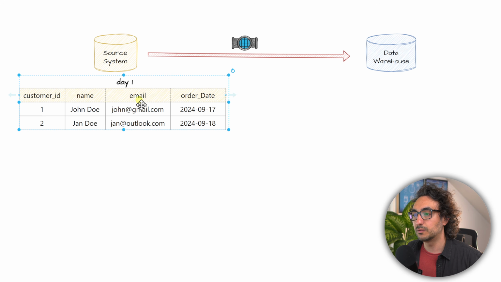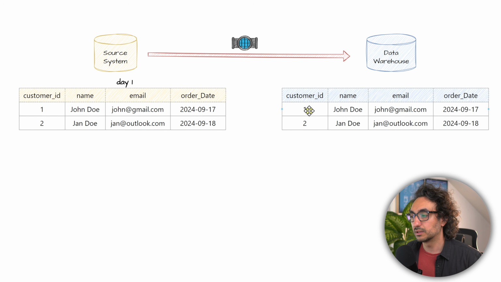In the day number 1, we have two customers, 1 and 2. So what's gonna happen in this day? We're gonna go and load those two customers into the data warehouse. So in the data warehouse, we will get as well 1 and 2. So this is for the first day, nothing is crazy, we just load the data as it is.